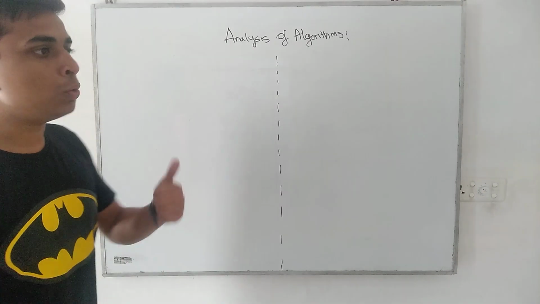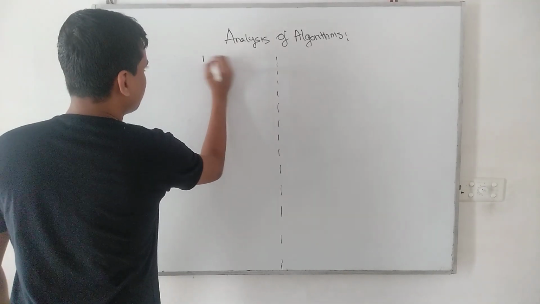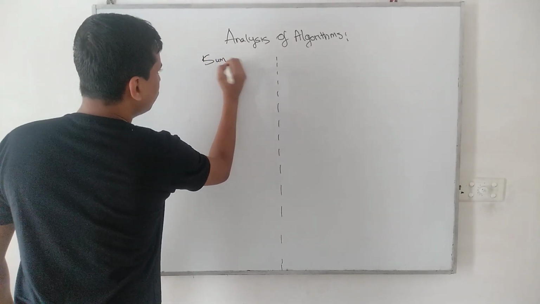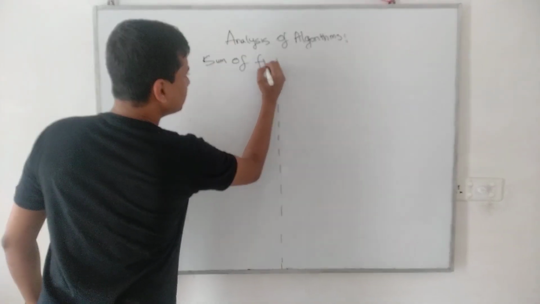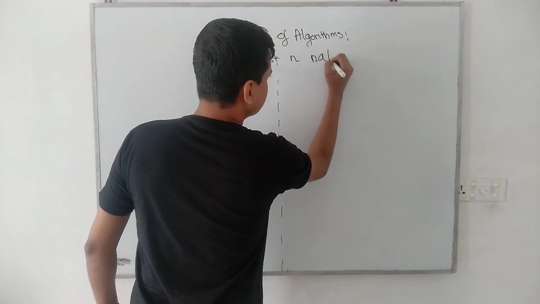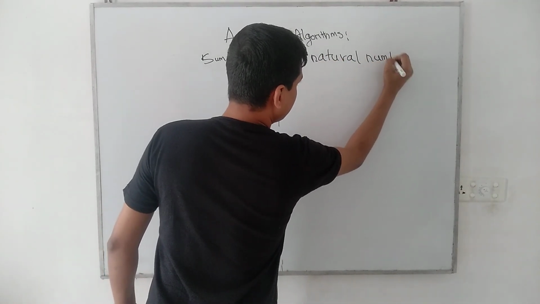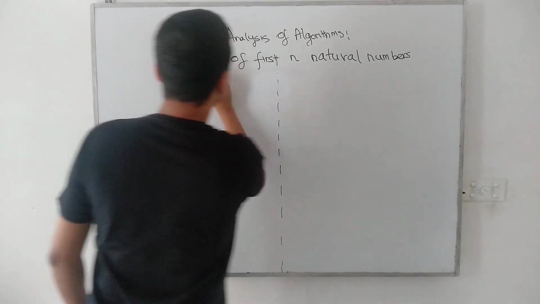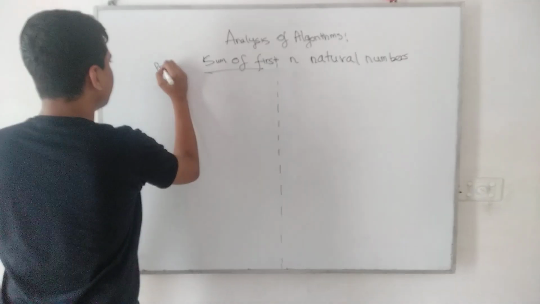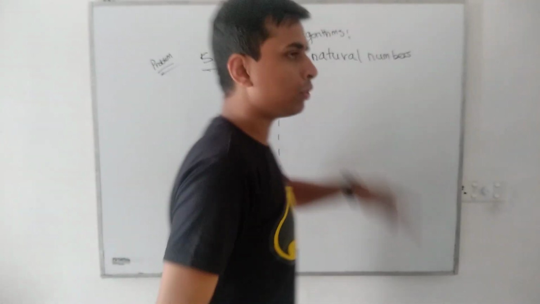Suppose you are given a problem where you have to find the sum of the first n natural numbers. So this is the particular problem that you have been provided. Obviously, there could be many ways of solving this particular problem.